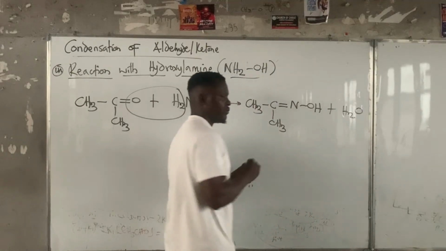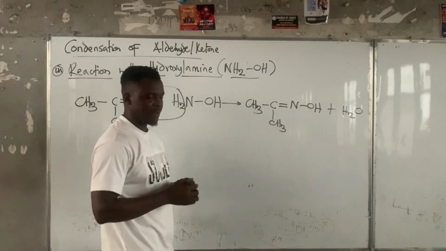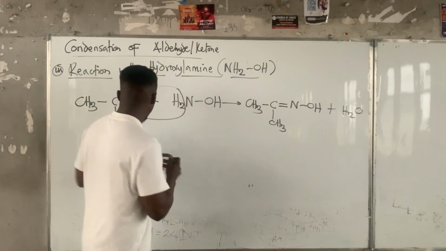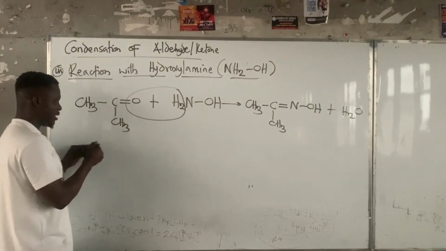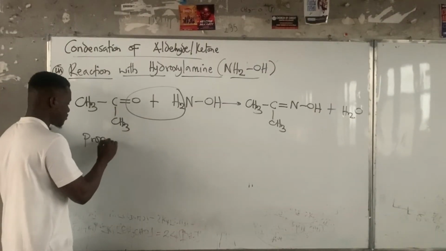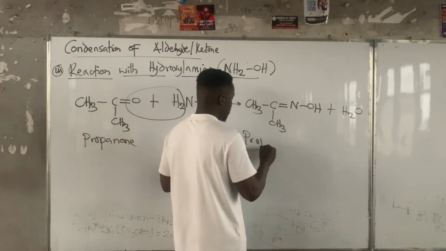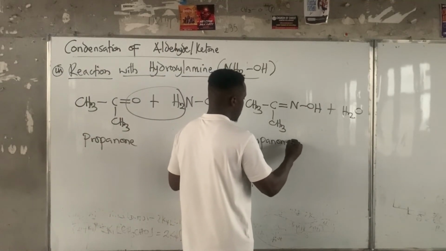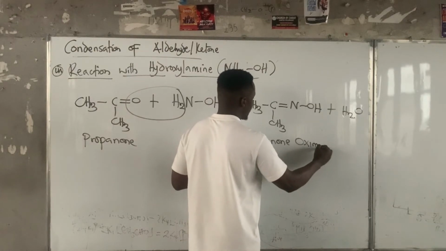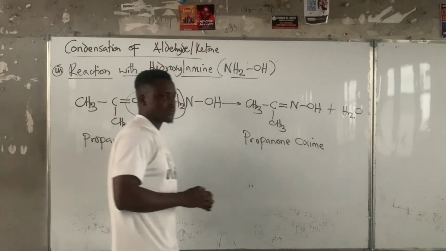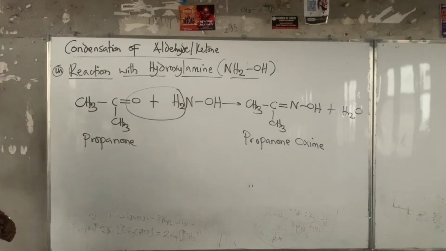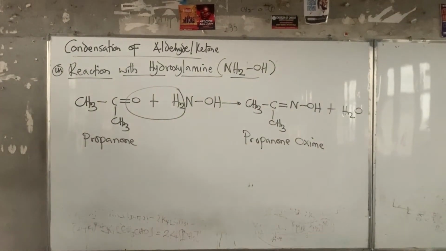Now this is an oxime. Remember I said the product is always an oxime, but the name of the oxime depends on the aldehyde or ketone inside of it. This is propanone. So the product becomes propanone oxime.